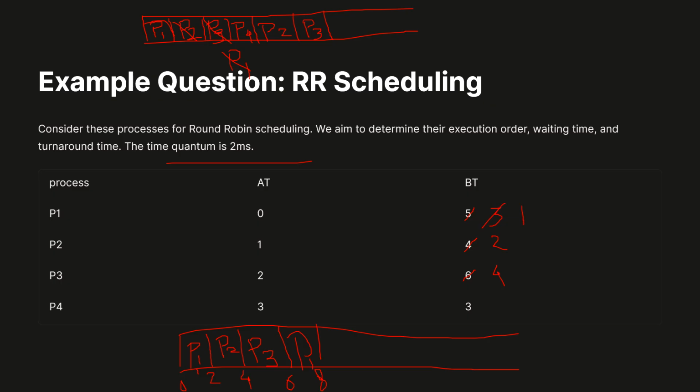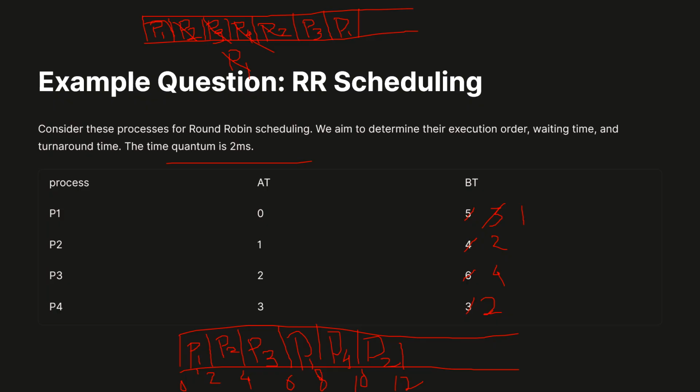So the burst time of process 1 is 1, and P1 will again enter the ready queue to execute its one remaining burst time. So after P1, P4 will execute for 2 seconds. So it will be 10, and this 3 will be 2. Now after P4, it's P2's turn. So P2 will be executed for 2 seconds, which means 12.